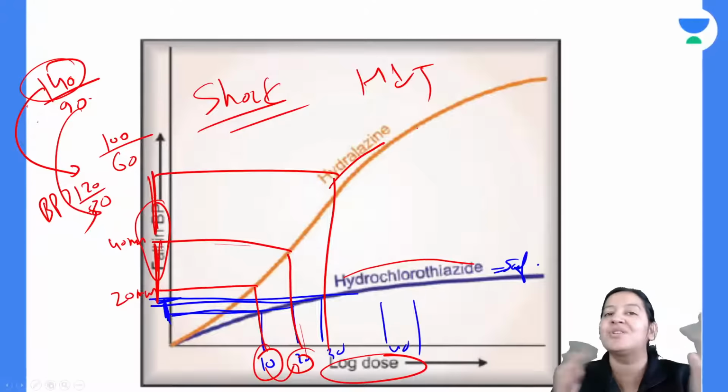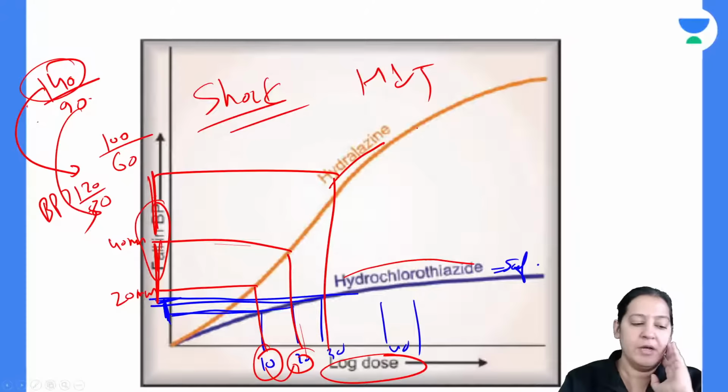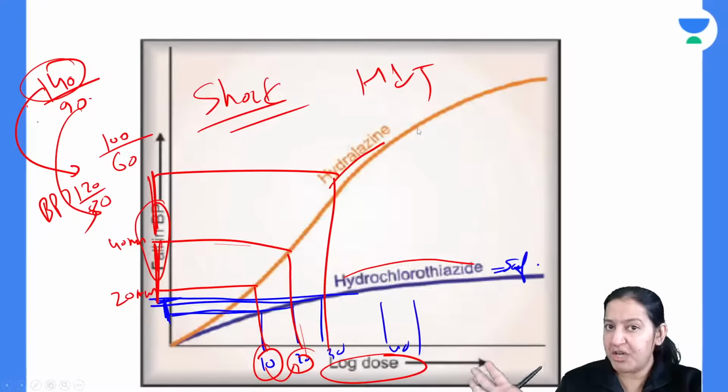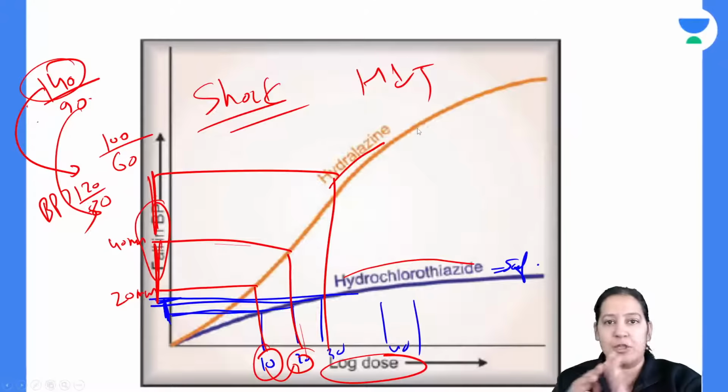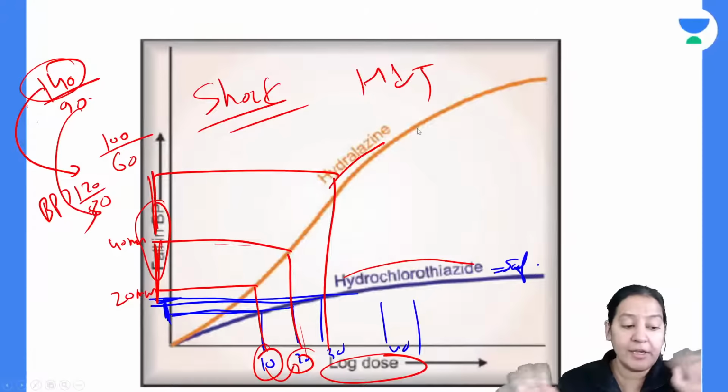So this can be dangerous for the patient. Have you got it? Give me a thumbs up if you got it. Have you got it? Efficacy is high for steep. No, Kuldeep. There is no relation between potency, efficacy and slope. I am not relating slope with potency and efficacy. No, it is not the conclusion you are giving.